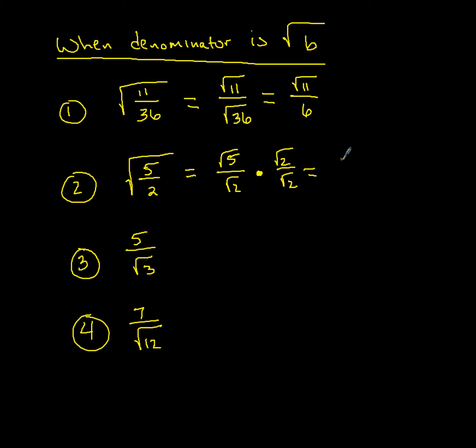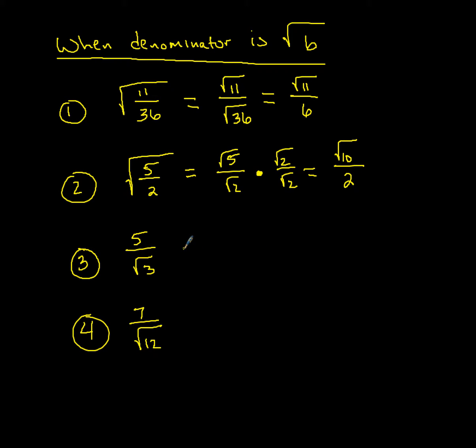Now square root of 5 times square root of 2 is just going to give us square root of 10. And then square root of 2 times square root of 2, the radical goes away and you're just left with 2. That's because square root of 2 times square root of 2 is really square root of 4, but square root of 4 is just 2. So that's what happens when you have it in that form.